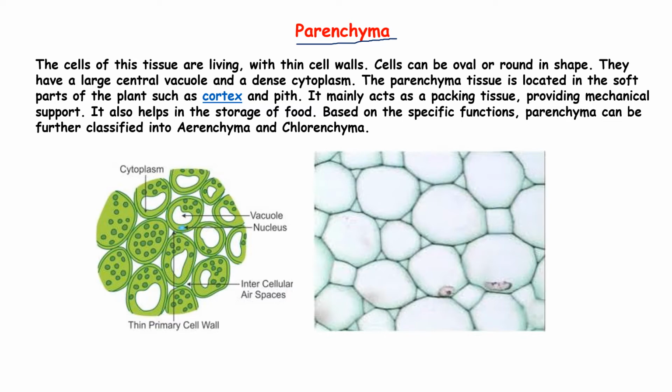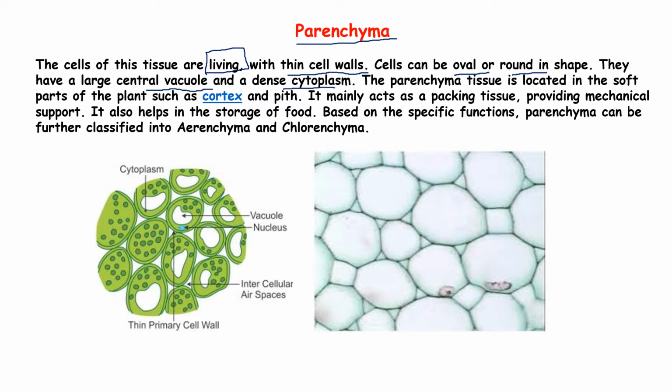The cells of this tissue are living. You have to remember this. First point is that the cells of parenchymatous tissue or parenchyma tissue are living. They have thin cell walls. The cell walls are very thin. Cells can be oval or round in shape. They have a large central vacuole and dense cytoplasm.